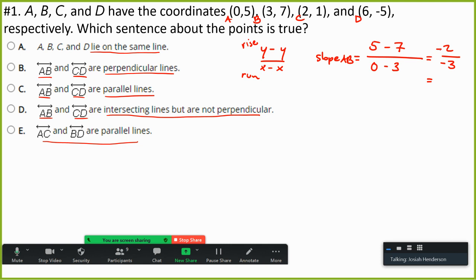Simplify that. Negative divided by negative, those both cancel. So slope of AB is positive 2/3. All right, we got to find CD, and we'll compare them. Maybe they'll be the same, or maybe they're opposite reciprocals, and that will tell us our answer right away if so.